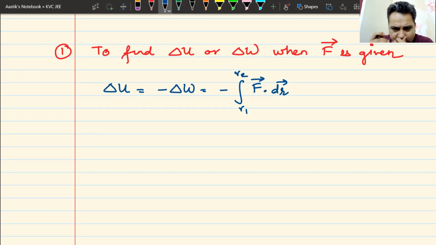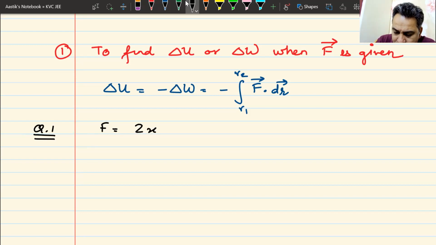We will do just one of those questions again so that we can summarize everything together. Previously, we had just calculated work done. Now, apart from work done, we can also find the change in potential energy. So we'll solve a question here. If a force F is equal to 2x minus 3. Now remember, this is a one-dimensional force.